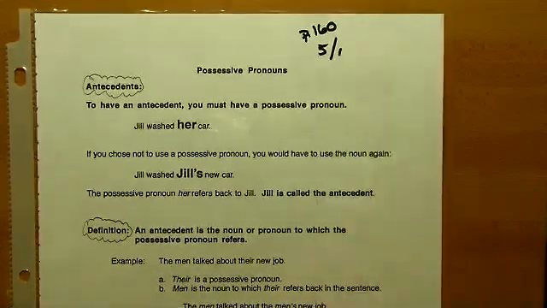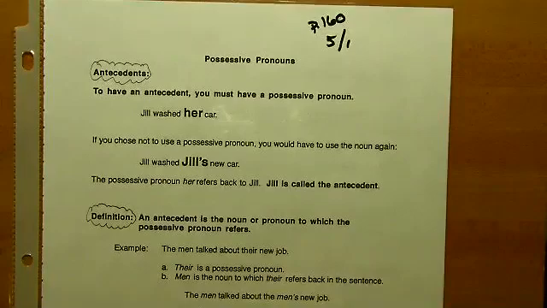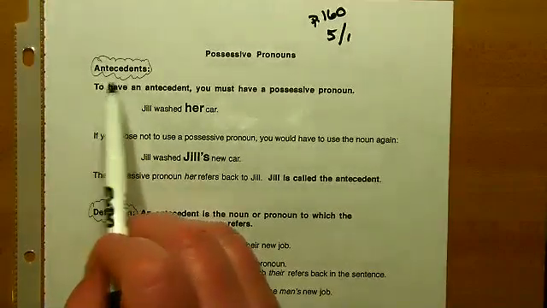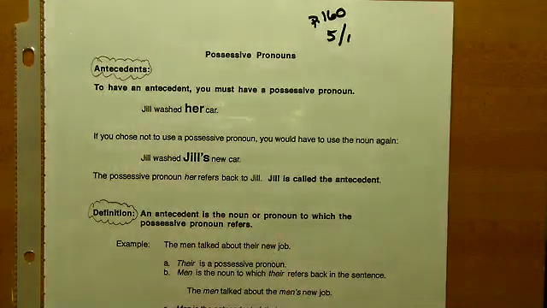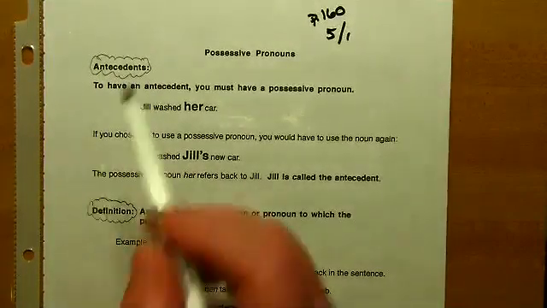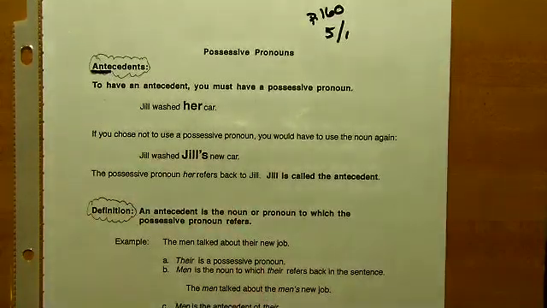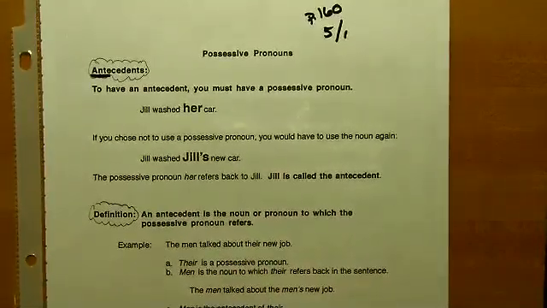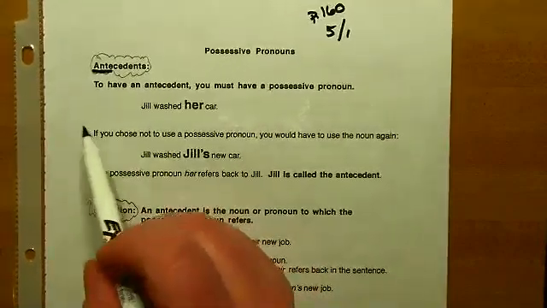This is on page 160 in your book, and we're talking more again about possessive pronouns and this long word that we have talked about in class called an antecedent. The prefix "ante" in the word antecedent means to come before, and that's what these words are. So let's just look at them and it will make more sense when you see it.